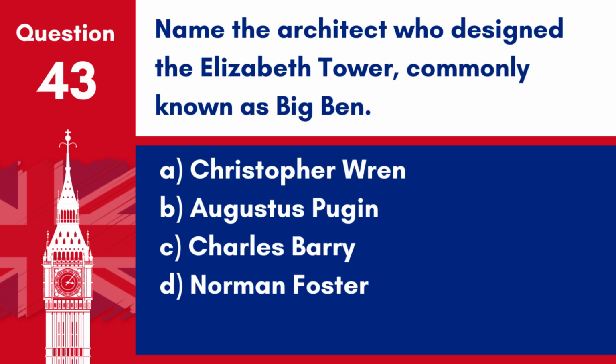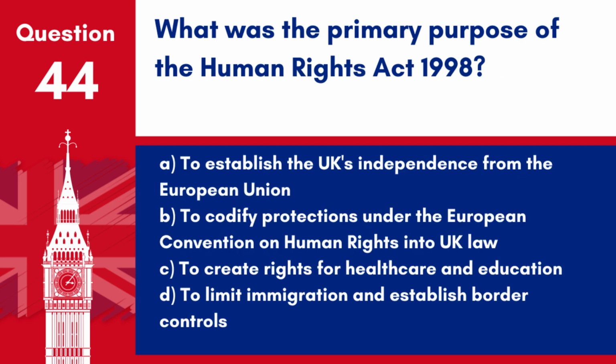Question 43. Name the architect who designed the Elizabeth Tower, commonly known as Big Ben. A. Christopher Wren. B. Augustus Pugin. C. Charles Barry. D. Norman Foster. Answer C. Charles Barry. Charles Barry was the architect who designed the Elizabeth Tower, which houses the bell known as Big Ben.